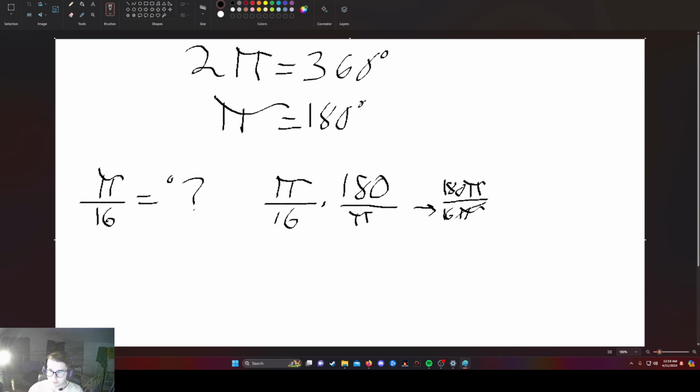So these will cancel out. Pi divided by pi cancels out. And 180 divided by 16 will give us about 11.25. So every segment will be about 11.25 degrees apart.